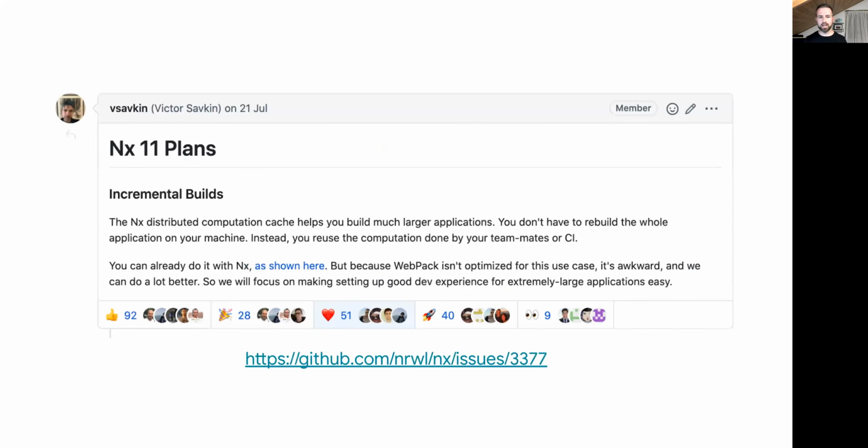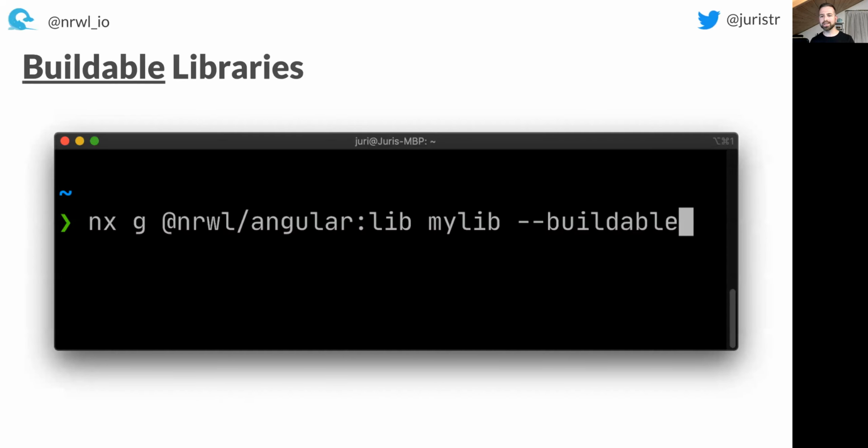Now, what our plans are for Nx 11 is to actually have incremental builds. These are the plans which you have publicly online. You can go to the Nx repository under the issues, where there is a pinned issue about our roadmap for Nx 11 and beyond. Incremental builds is one of those. So what does that mean?